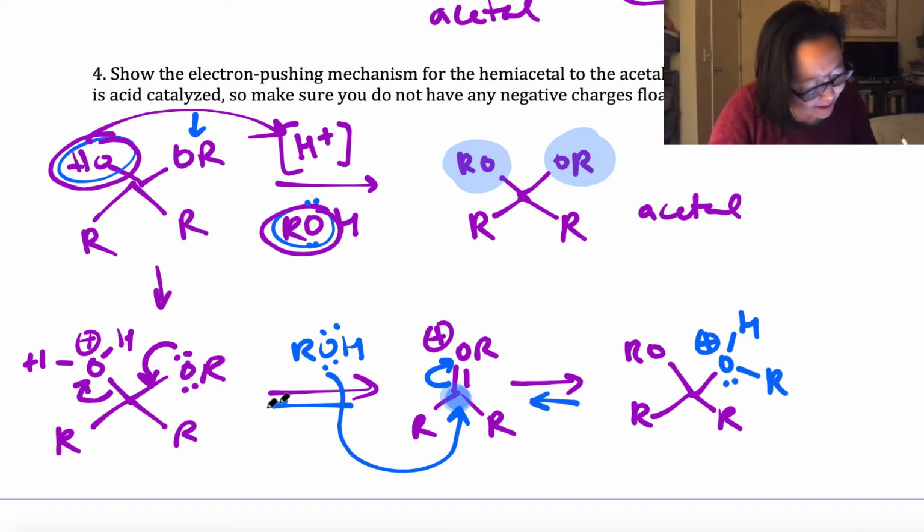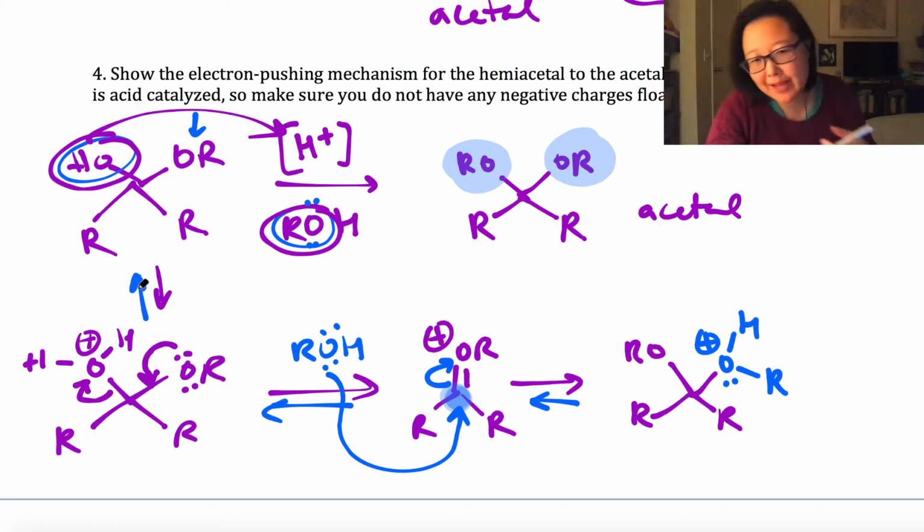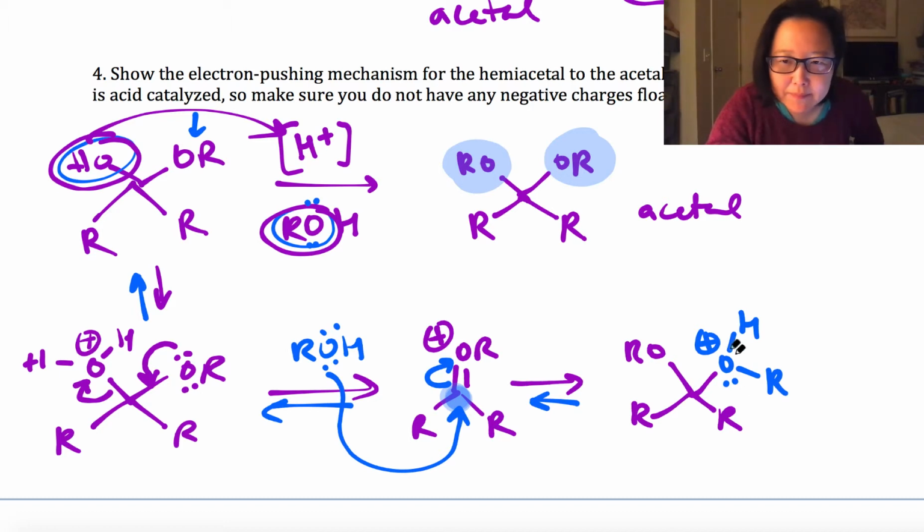So all of these steps are actually reversible, by the way. And so we drive it forward by Le Chatelier's principle. We make sure there's a high concentration of alcohol to go forward. Okay, after that, I need to not make this leave, right? I want to keep both OR groups on here. So my goal would be just to get rid of this H. So I just need a deprotonation step at the end.